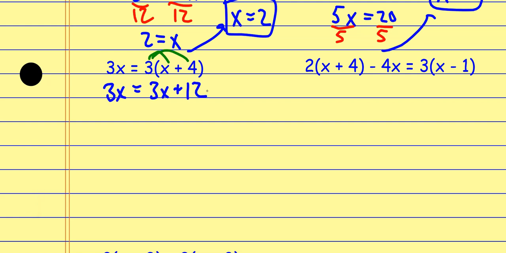And now I have variables on different sides. I can't combine them, so I have to get rid of one of them. I'm going to get rid of the 3x. So to get rid of a 3x, I subtract 3x. And whatever I do to one side, I have to do to the other side.